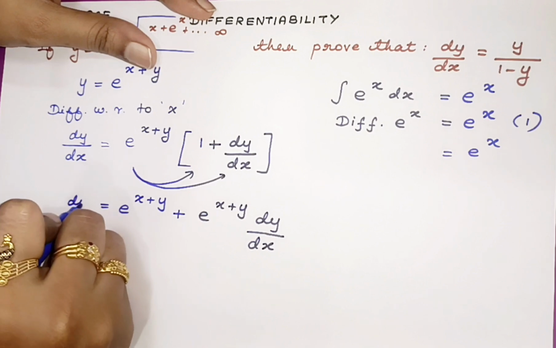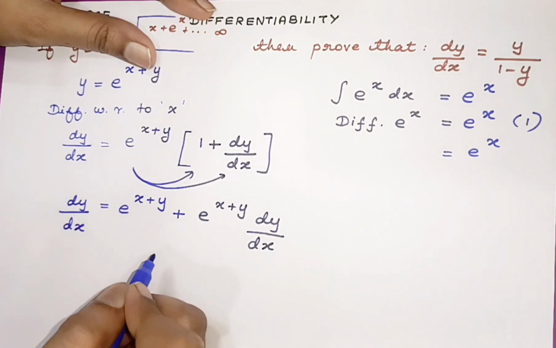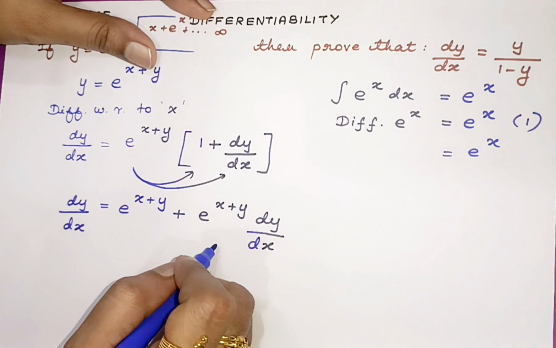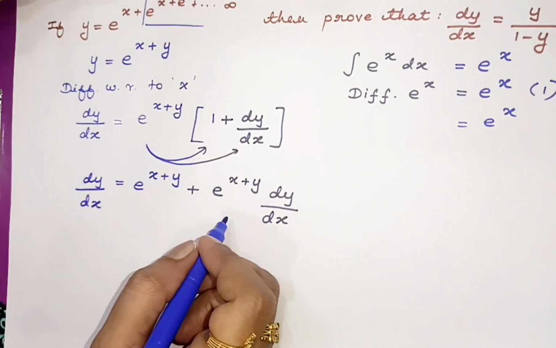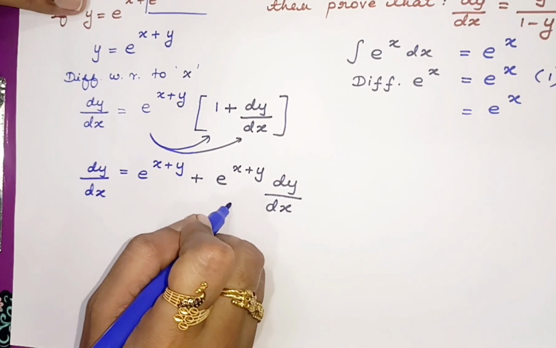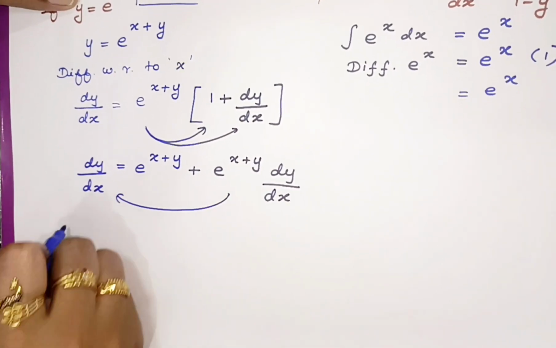In the left hand side, it is given as dy by dx. We have to isolate the terms with dy by dx to one side and the other terms to the other side. So I am going to keep this one on the left hand side.